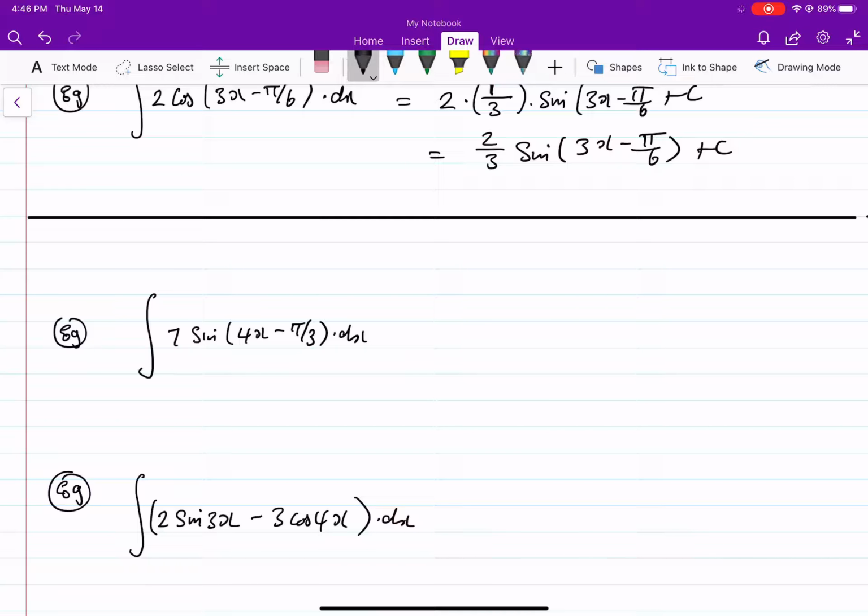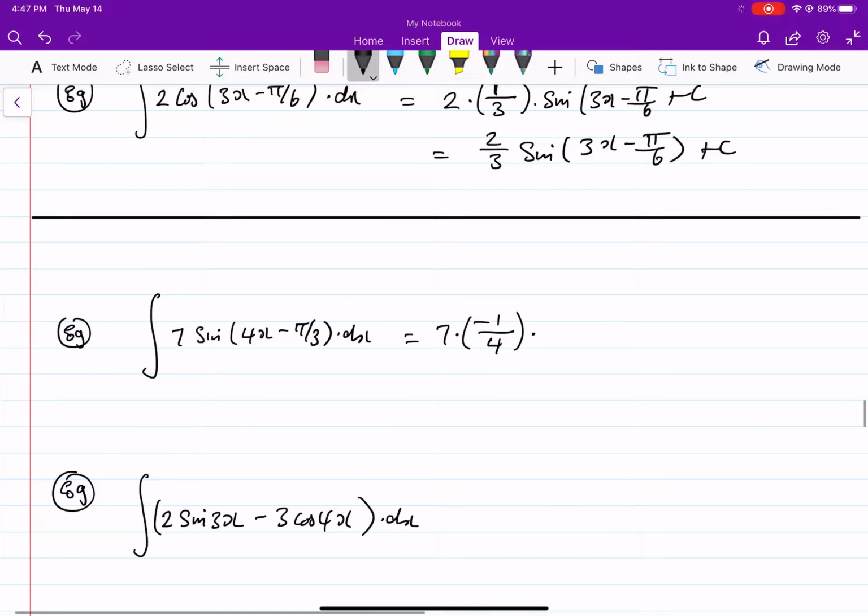7 sine of 4x minus pi upon 3. Okay, I'll write back the 7. It's 7 times the sine of 4x minus pi upon 3. That's in the form sine of f of x, where f of x is linear. So when I integrate that, I get negative 1 upon f prime. And 4x minus pi upon 3 is f of x, so f prime would just be the 4. Negative 1 upon 4 times, integrate the sine function, I get cos of the same 4x minus pi upon 3 plus c.